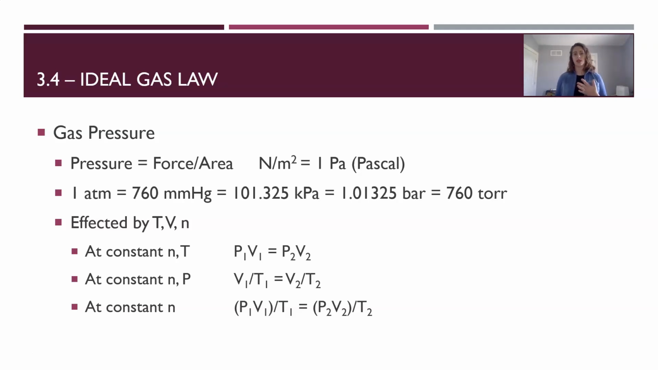The one we haven't looked at specifically listed here is what happens if we hold temperature and volume constant and we increase the number of particles. That's a direct relationship as well. And so if you hold volume and temperature constant, as you add gas particles, your pressure goes up. As you take away gas particles, your pressure goes down.